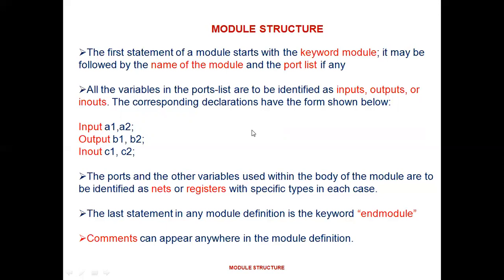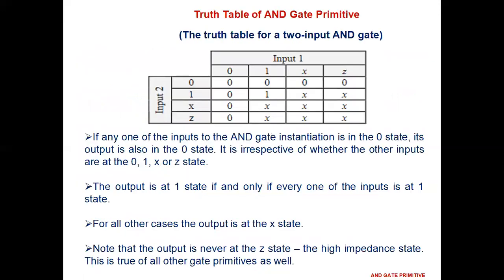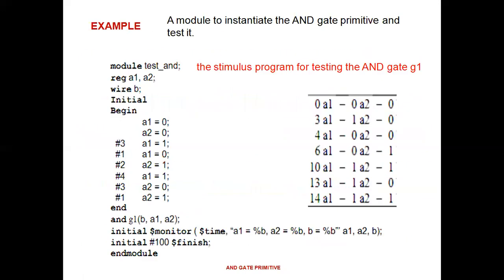Your Verilog program always starts with module. After that we always mention the name of the module, and within brackets we mention the ports: output ports, input ports, and in-out ports also, if they exist. For example, in AND G1 (B, A1, A2), AND is the module, G1 is the name of the module, B is the output, and A1, A2 are the inputs.